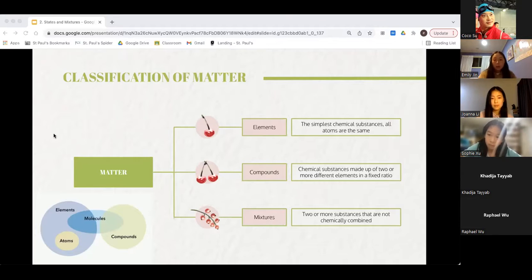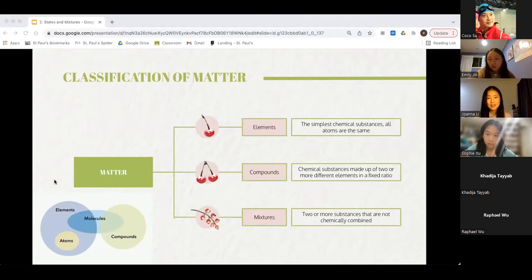And this can also be seen in other different examples, mainly in what we like to call ionic compounds, where we have ions of opposite charges, like a positively charged ion and a negatively charged ion. So compounds can be ions or molecules because they have to be more than two. Okay, and mixtures, last one.